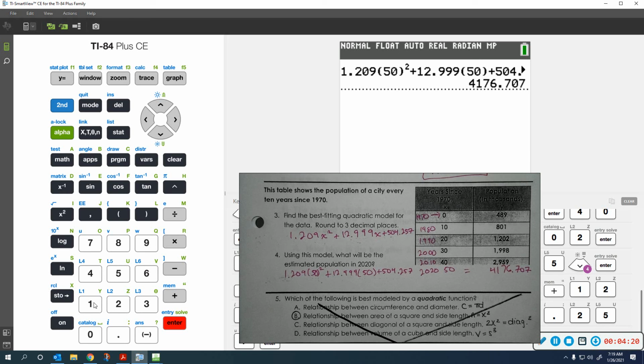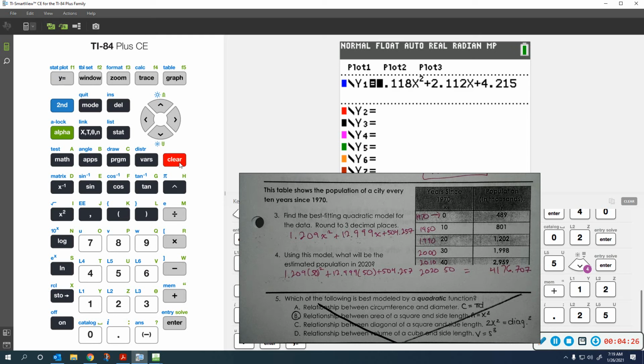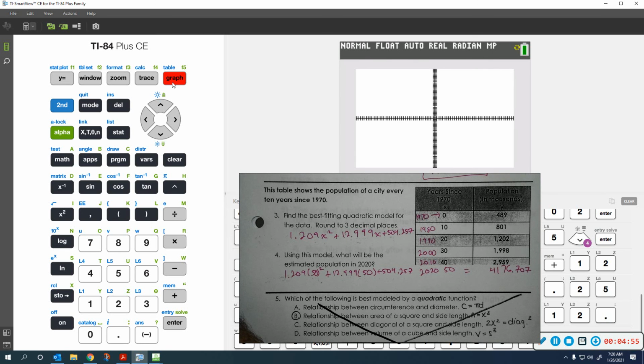Now, the other way we could have done this, we could have taken our equation and put it into y equals, so that's what I'm going to do. Go to y equals, clear out the old one, type in my new one, so 1.209 x squared plus 12.999 x plus 504.257. And then if you go to your graph, it's going to make your graph.